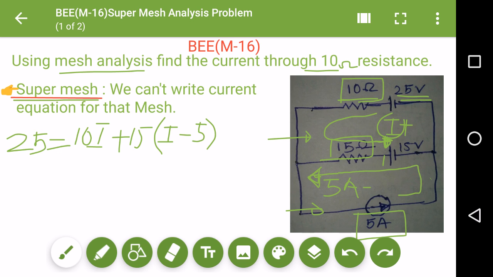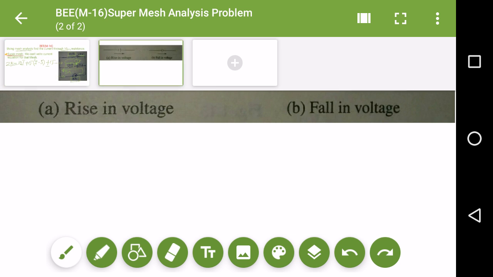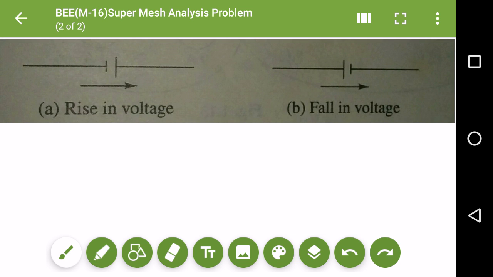And I remain with this battery. This voltage source is 15 volt. So should I write plus 15 or minus 15? What will come, plus 15 volt or minus 15 volt? To know this, let's check first what a rise in voltage is and what a fall in voltage is. Suppose I am standing over here and I walk through this path, as a current. When I encounter a battery, if my entering point is negative and my leaving point is positive, as you can see here it is positive and this is negative, so this is my entering point and this is my leaving point, then the rise in voltage will happen.